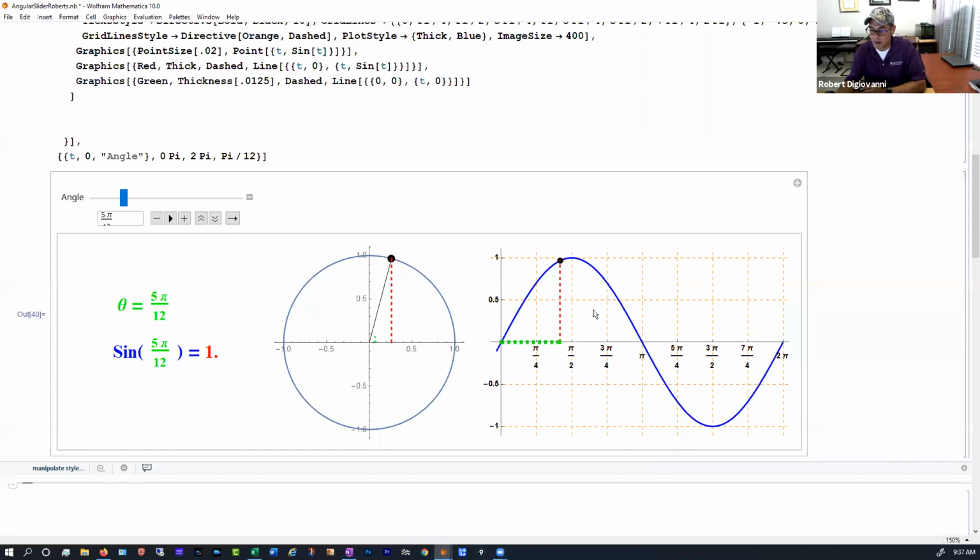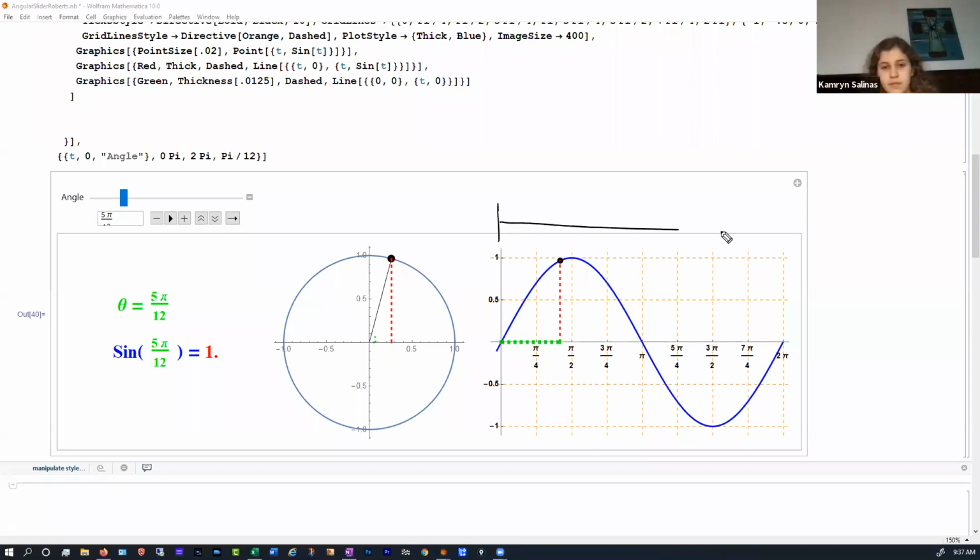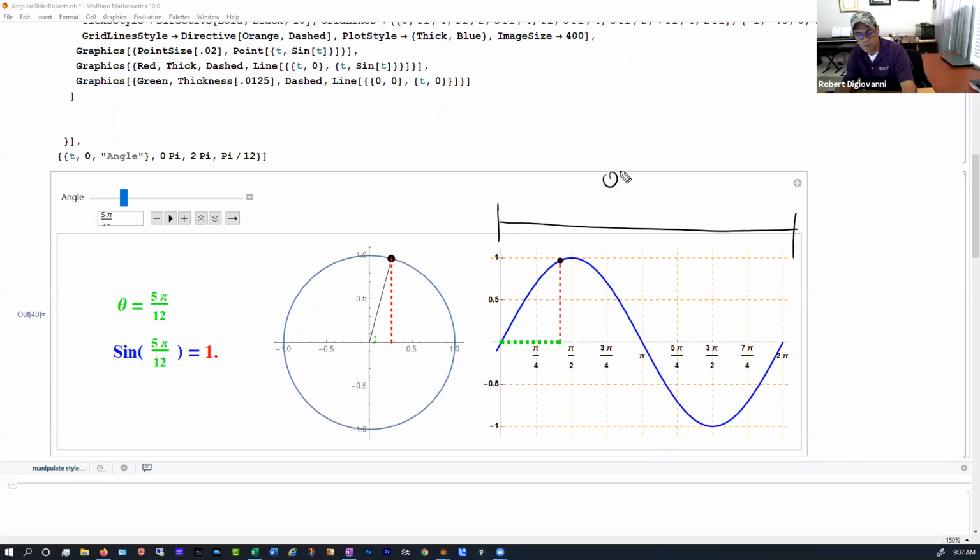So what we're looking at here, this right here is called one period of sine. It's one period of sine because the rest of the graph is just going to be a bunch of copies of that picture. All right. And I have another thing we can look at for that.